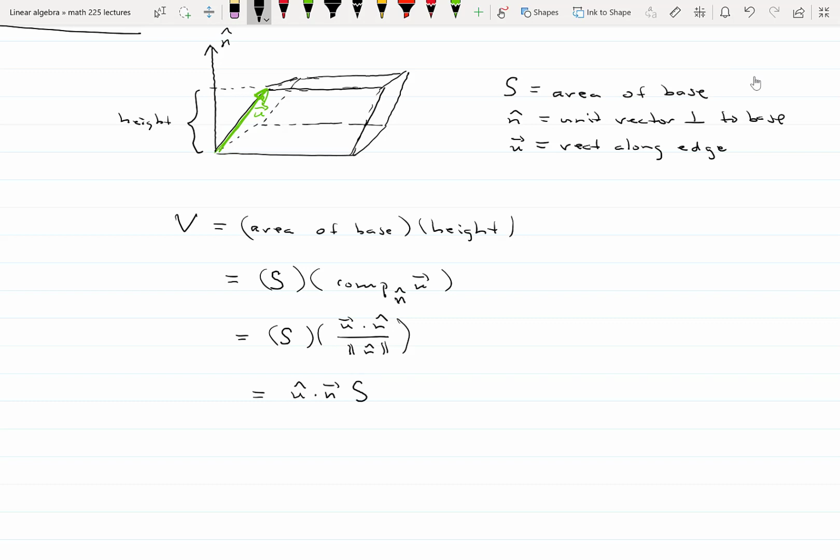Very simple formula. u dot n times S. Oops, I've mixed the hats up with the lengths. So u is not a unit vector. It's just an edge vector. n is the unit normal. Edge vector dot unit normal vector times the area of the base. Okay, and with that, we're going to be able to do something really amazing. We're going to be able to construct a very important formula for the rate at which orange juice leaves the surface here. So let's do that.